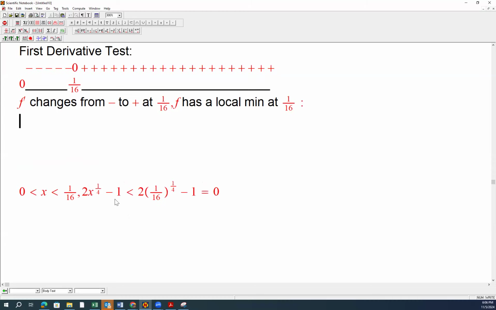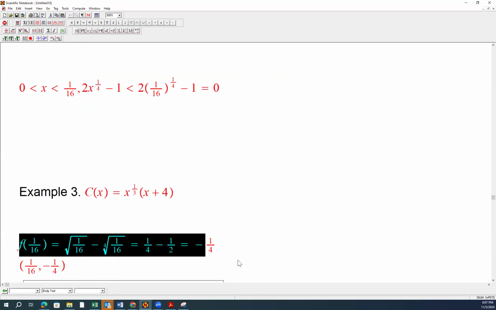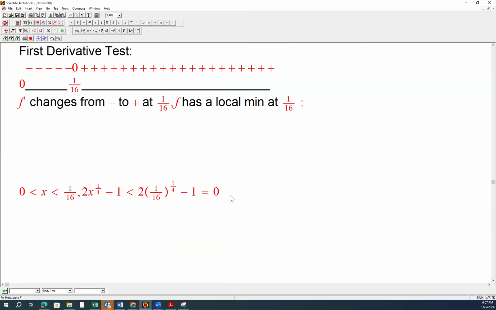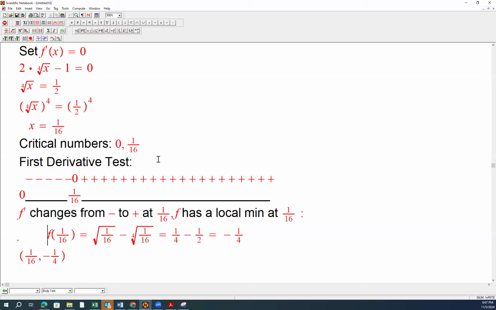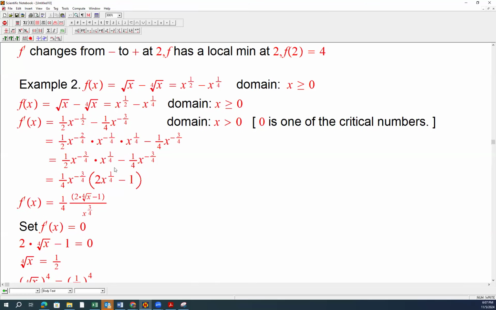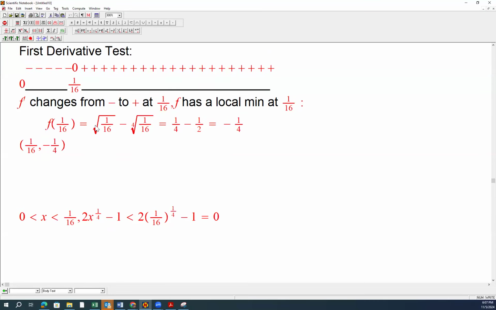I think I did the calculation a bit earlier. We're just plugging into the original given function, which was here. We plug it in, we got a root of 1/16, that's 1/4. This is half, so minus half. So the local minimum point is this piece. This is the local minimum.